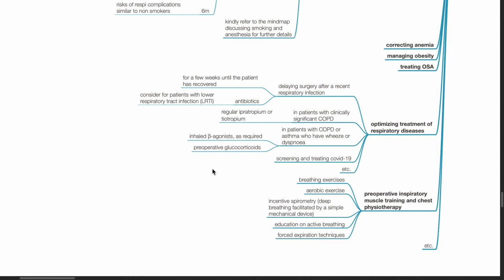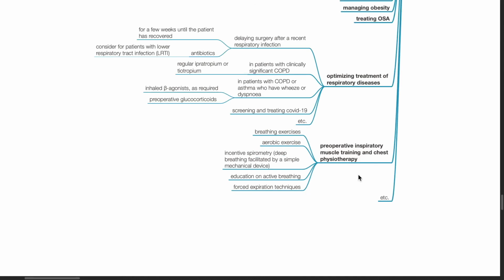Screen and treat COVID-19. Refer the patient for preoperative inspiratory muscle training and chest physiotherapy, which includes breathing exercises, aerobic exercise, incentive spirometry, education on active breathing, forced expiration techniques, etc.